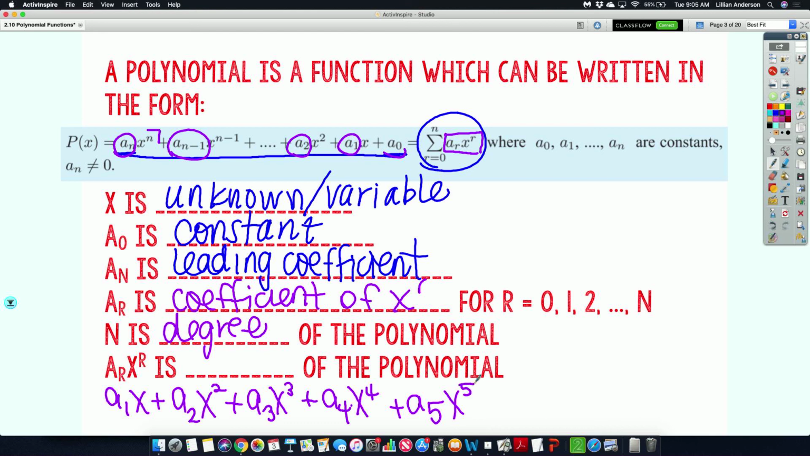Term. Straight up term. It is. What? When I said it, I was like, crap, I gave it away. It is the term. It's the term of the polynomial.